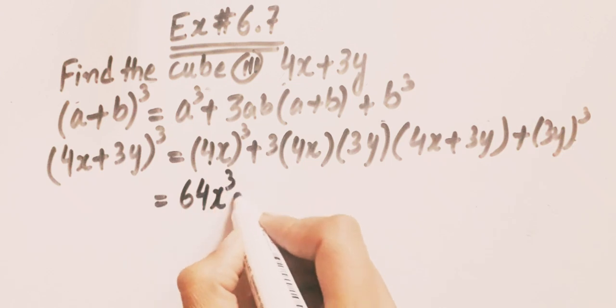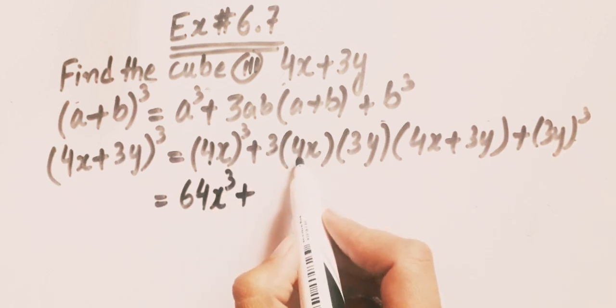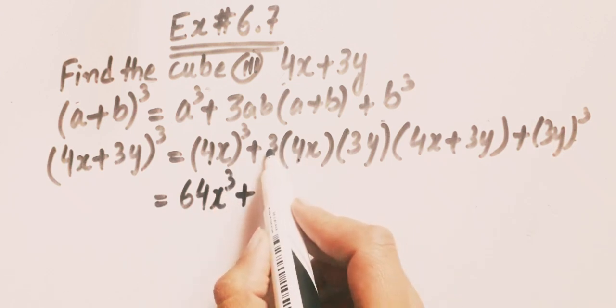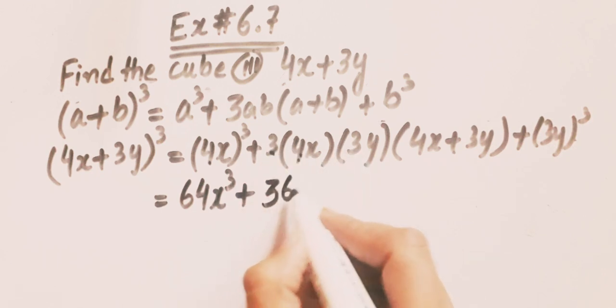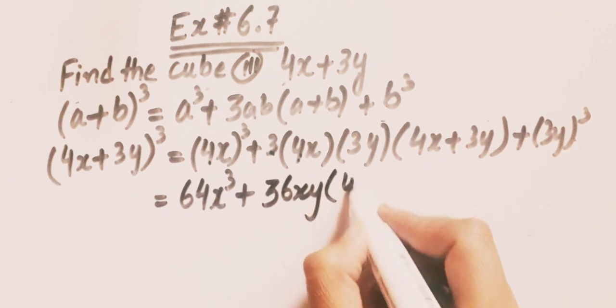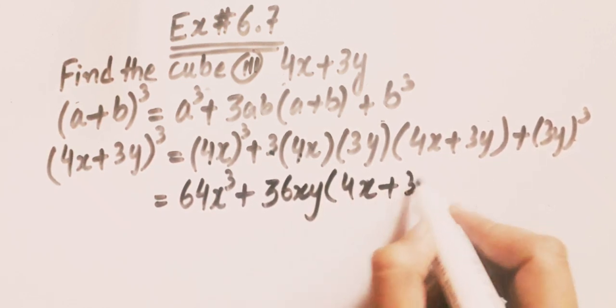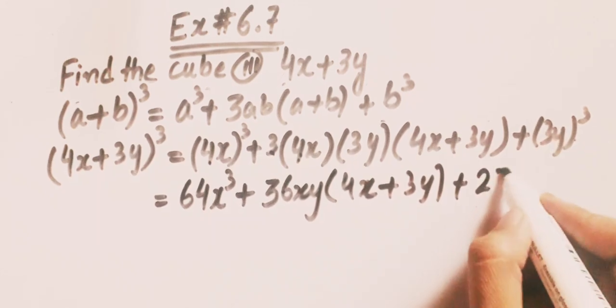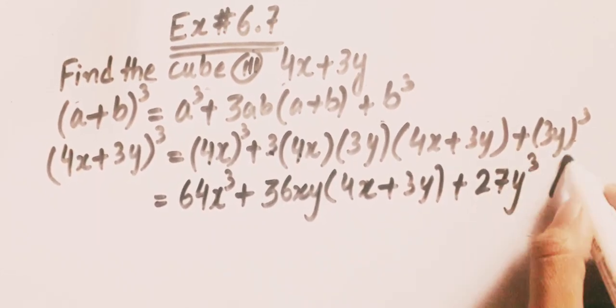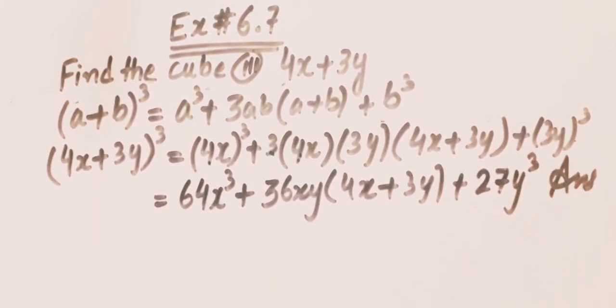x cube plus 4 into 3 is 12, 12 into 3 is 36 xy. Then into 4x plus 3y plus 3 into 3 is 9, 9 into 3 is 27 y cube. So this is the answer.